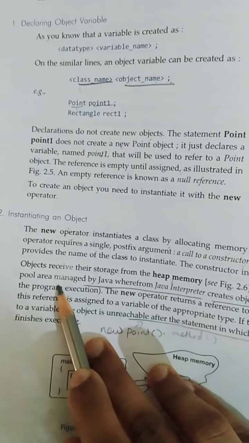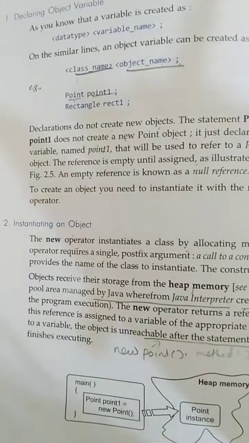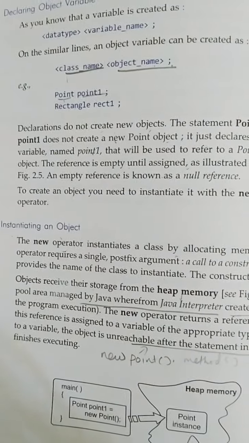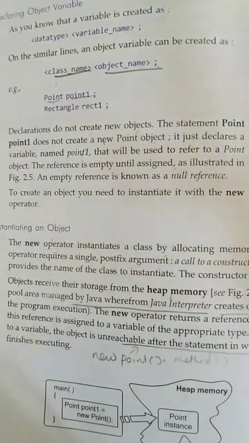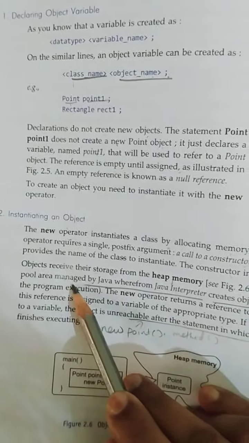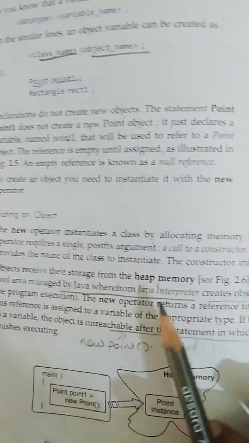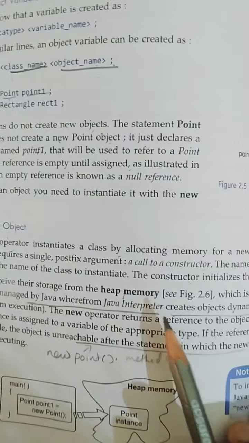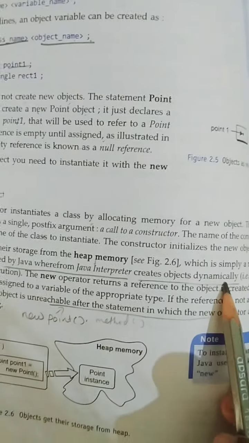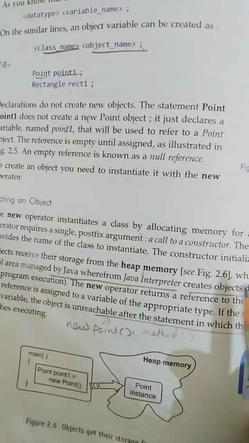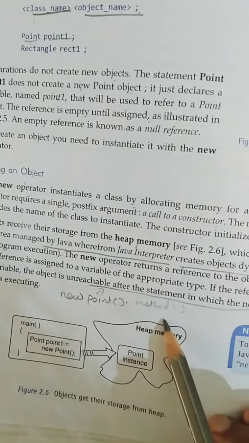Heap memory is a memory pool area. What is a pool? Normally, a swimming pool, where there is water and many things in the same place. It is a pool area managed by Java, from which the Java interpreter creates objects dynamically, that is, during program execution. So this is your heap memory.